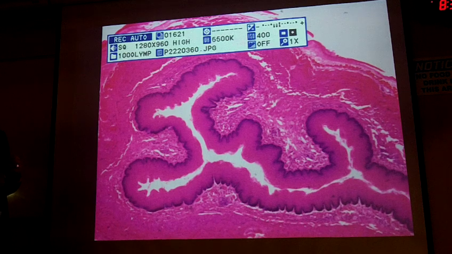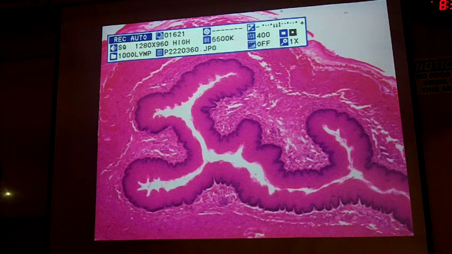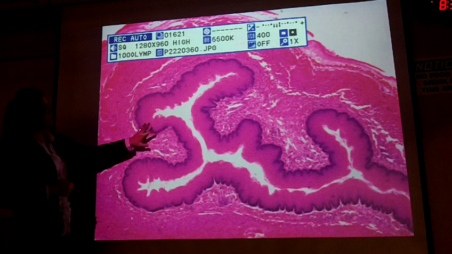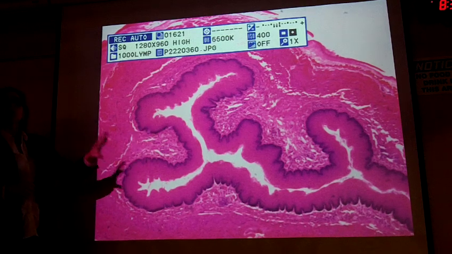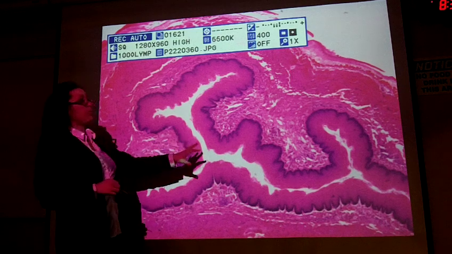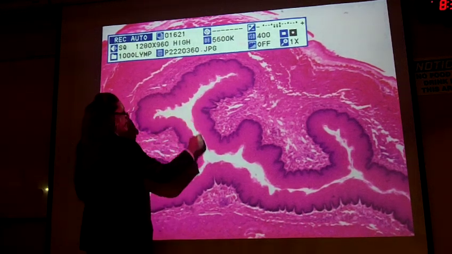You should always be aware of the epithelia. And then you want to say, what are the adaptations that are allowing you to know that it's this particular organ? So this is the esophagus. What you want to do is find the lumen first. And the lumen is going to be where the epithelia is. So this would be the lumen here.